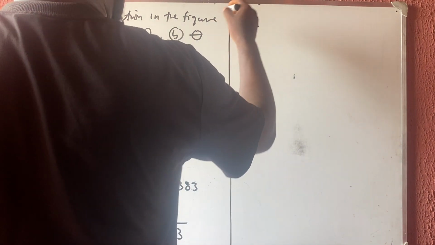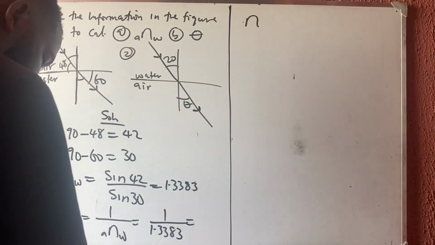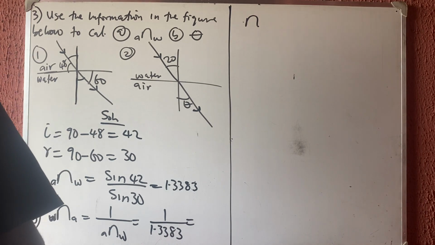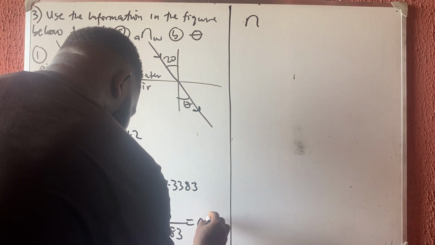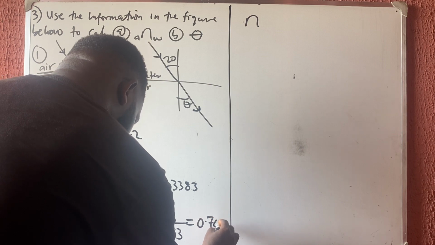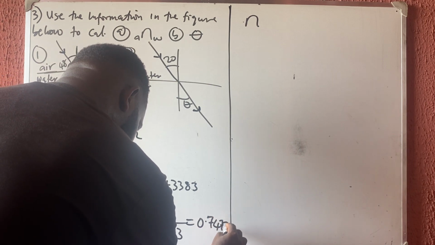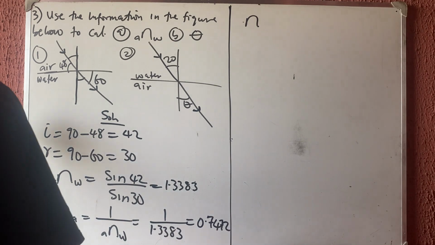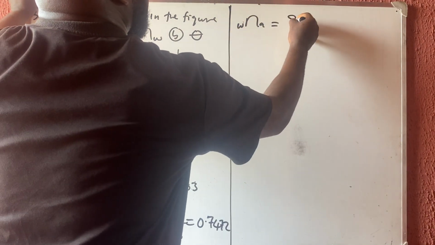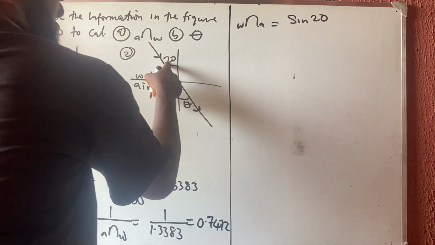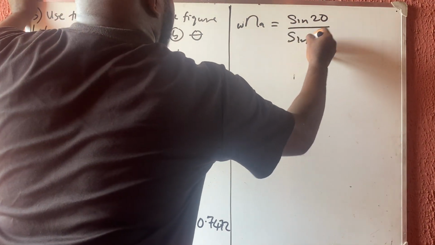Having gotten that, my refractive index, let me get the answer. The answer is going to be 1 divided by this. I'm going to have 0.7472. This is from water to air, and it should be equal to sine 20, this one, divided by sine theta.